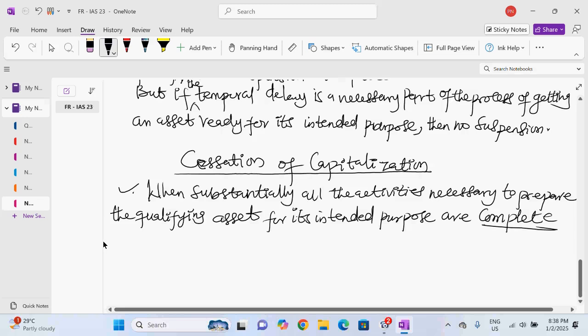All right. So you can see that sometimes the construction of the asset is in bits, right? Let's say phase one, phase two, part one, part two. If the entity completes the first phase, then cessation of capitalization for the first phase must take place. There should be cessation of capitalization for the first part.